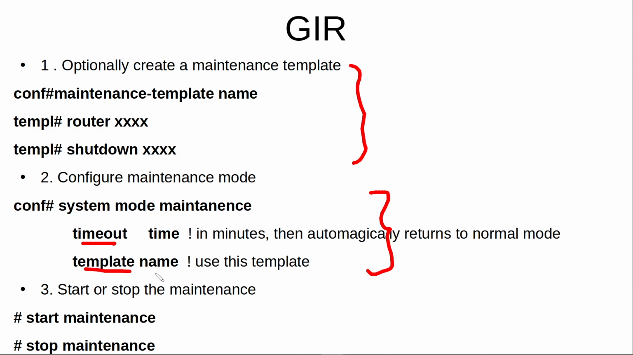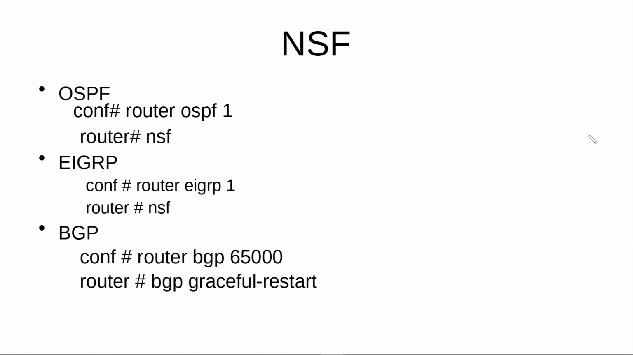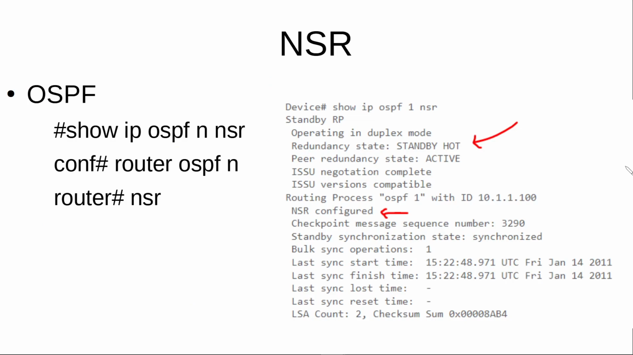You can use a default template, and then you can start with your maintenance using this command that will remove your device from the network, and then after you have worked with it, you can issue this command to bring back your device to the network. In order to configure non-stop forwarding, you have this command for OSPF, this for FHRP, or this for BGP. You can configure non-stop routing, for instance, for OSPF this way.